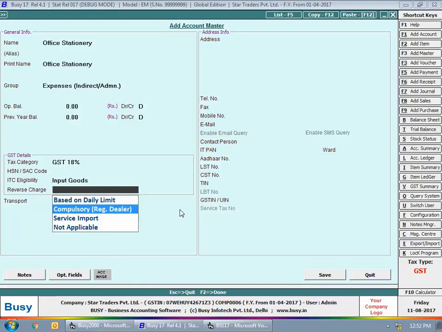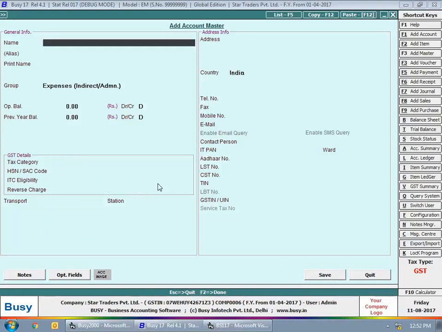In such cases, like I have mentioned, registered transporters and registered law firms, you will select the option as compulsory registered dealer. Next is service import, that is you have imported services from a company outside the Indian territory. For example, I have taken server hosting space from a company in the US, then it is a case of service import. For such expenses, you will select the option of service import. Next is not applicable. If reverse charge is not applicable, then you will select this option. Click the Save button to save the account master.